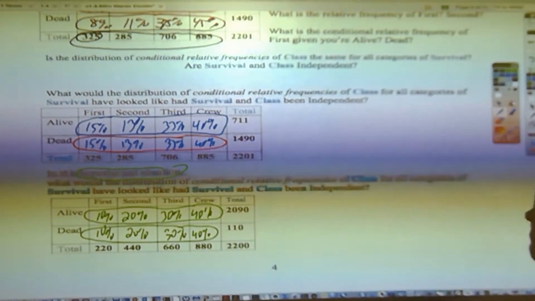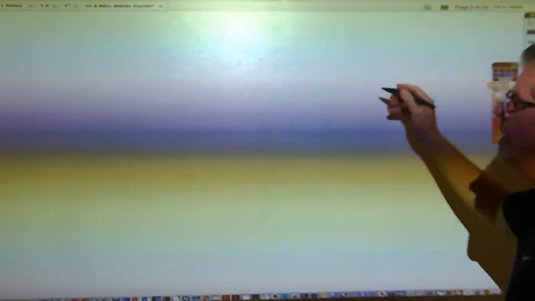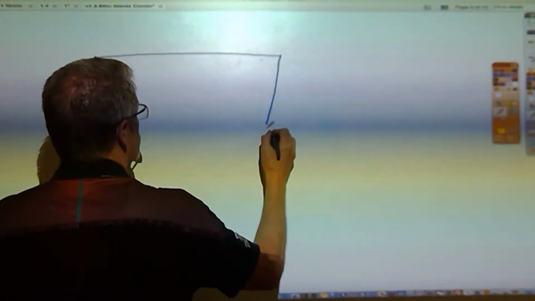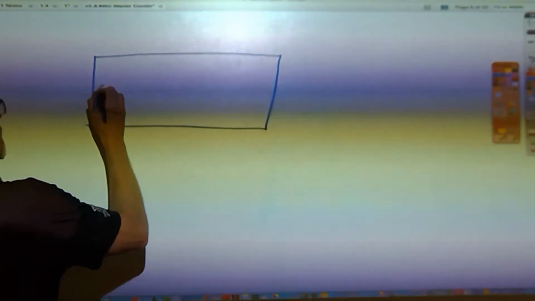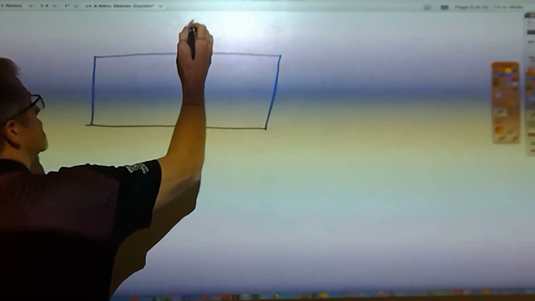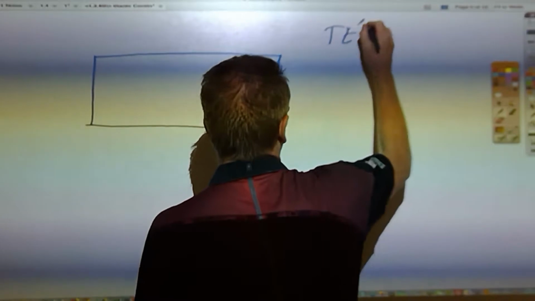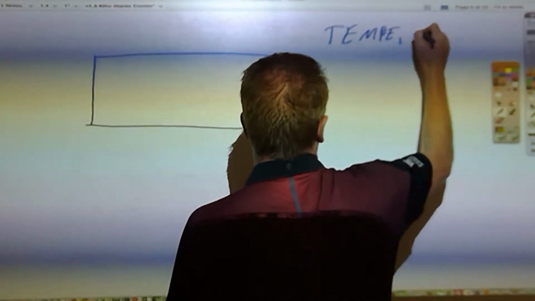So on your sheet of paper, I would like you to, and we're just going to change the context here. We're going to have a little bit of fun with this and take the city of Anchorage, Alaska. Now let's do Tempe, Arizona. Tempe, Arizona.